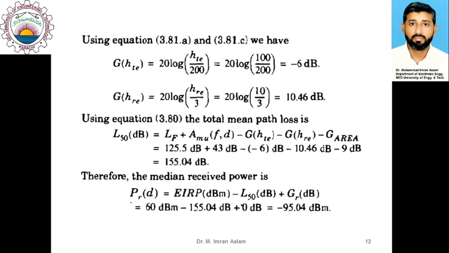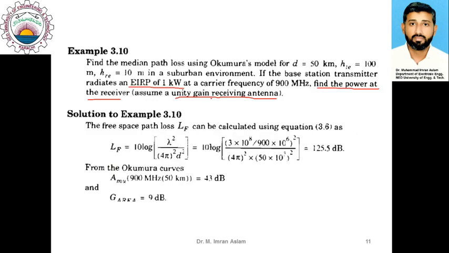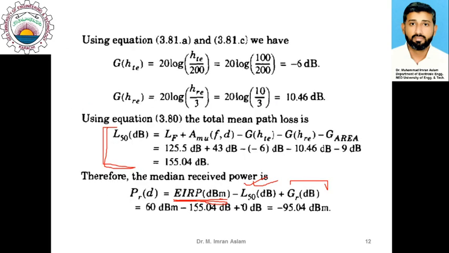So the received power, if you recall, we have discussed it previously. The received power is dependent on three terms. The first one is the EIRP of the transmitter in dBm, minus the loss which you encounter during propagation, which we have already calculated using the Okumura model, plus the gain of the receive antenna. As it's given as a unity gain antenna, in decibels this gain will be 0, because log of 1 is 0. So the receive antenna gain is 0.